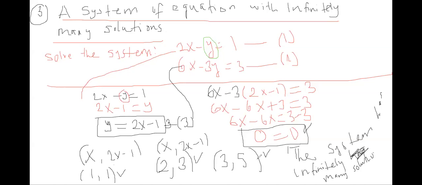So this is what we mean when the system has infinitely many solutions. You can pick any number for x. It can be 1, 2, 3, 4, 5. When you pick 3 for x, you substitute that number into equation 3, and it will give you the value of y.